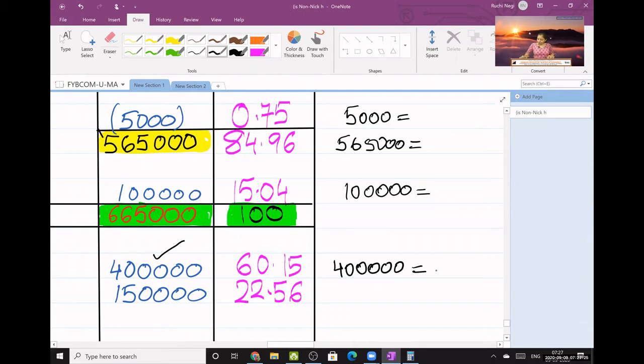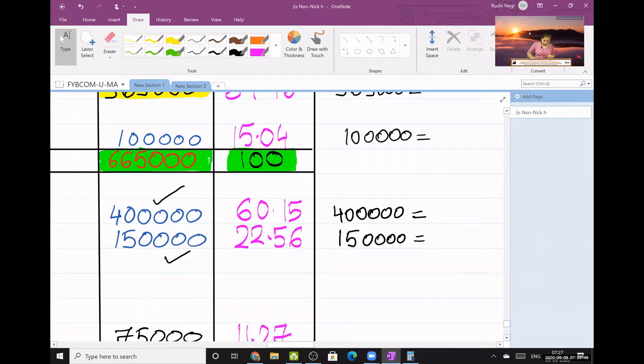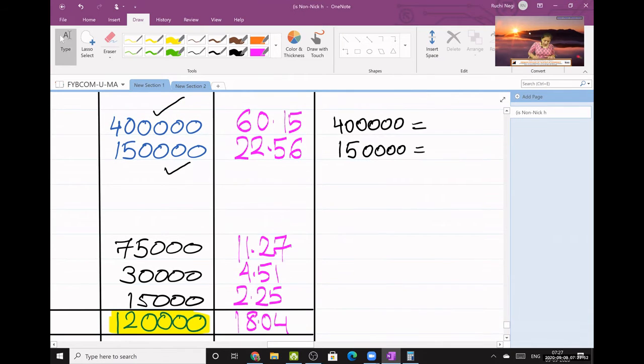And press equal to 7. 4 lakhs plus equal to 60.15. Next type 1 lakh 50, plus equal to 22.556. You can make it 56. Okay? Yeah. Next, answer for 75,000. So type 75,000 plus equal to.